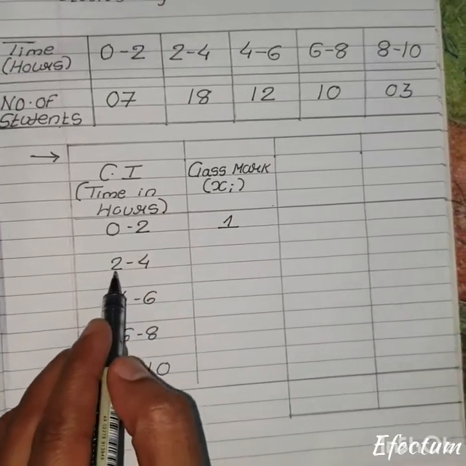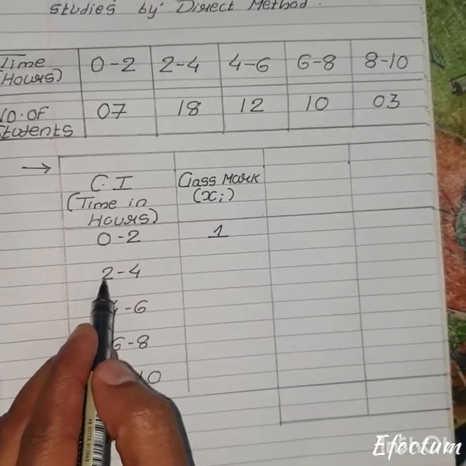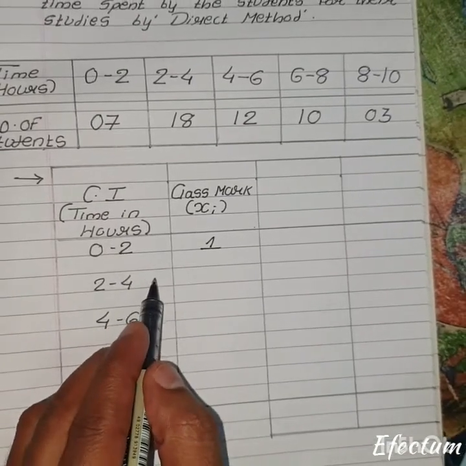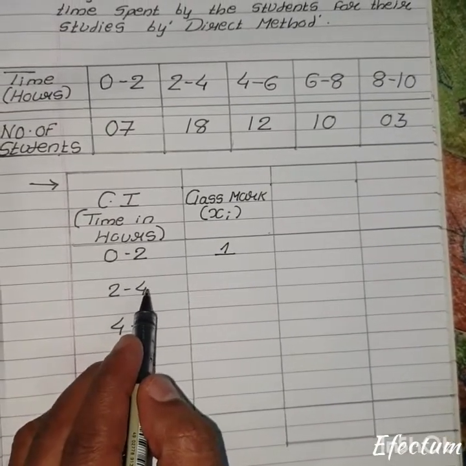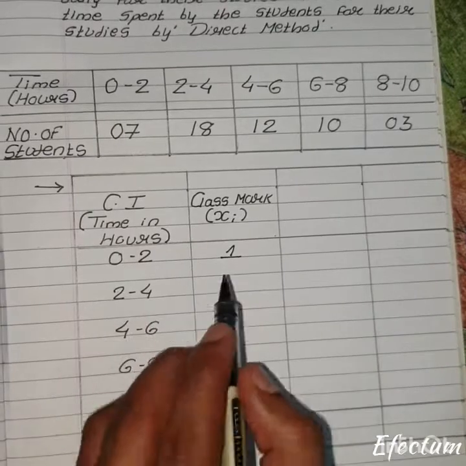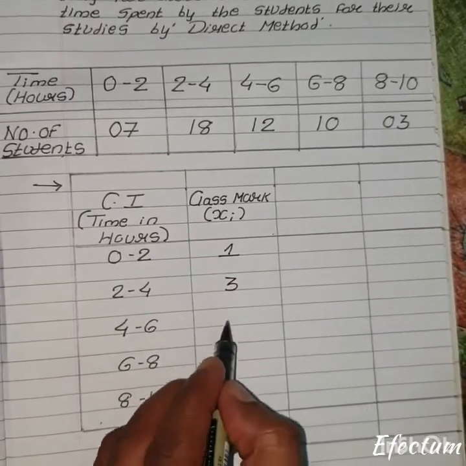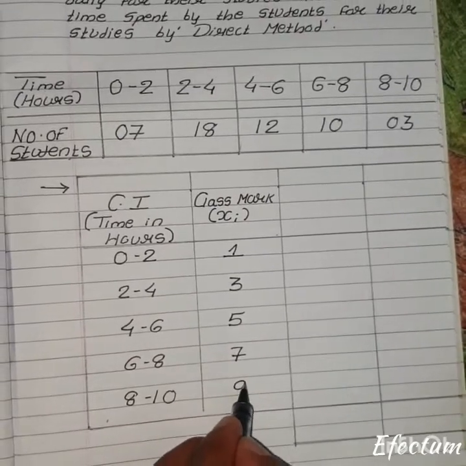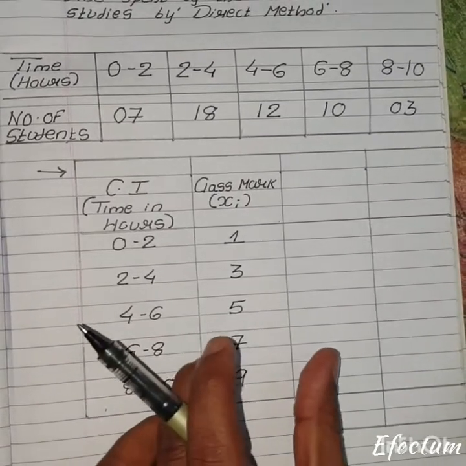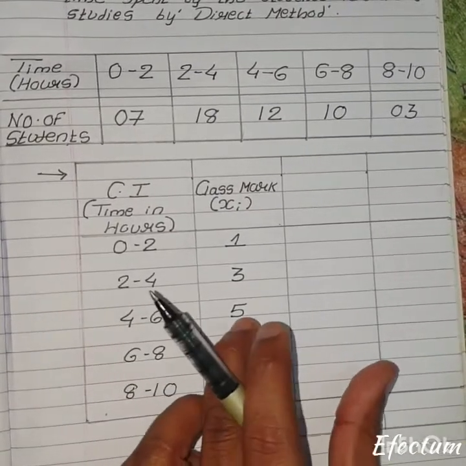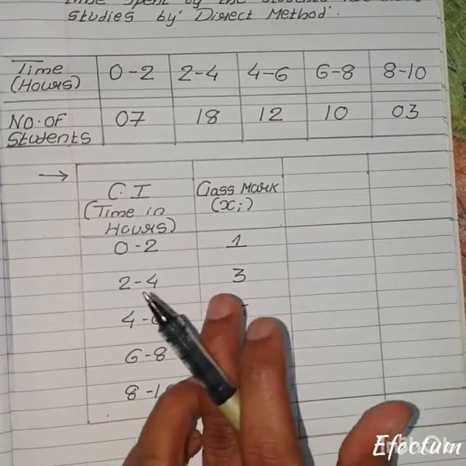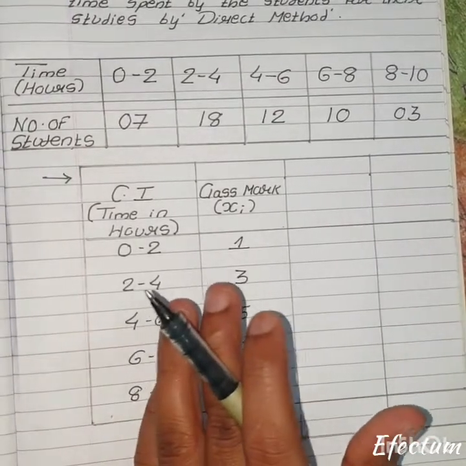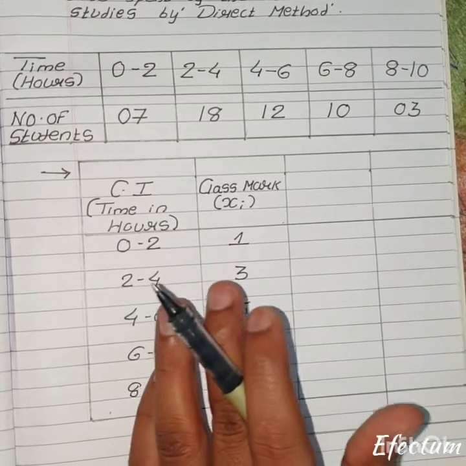Again I am repeating it. In the second class my lower limit is 2, upper limit is 4. Add it, 2 plus 4 is 6. Dividing it by 2, 6 upon 2 is 3. So on, here we will get 5, 7, 9. So in the second step what we have done, we have found out class mark. The formula for finding out class mark is lower limit plus upper limit divided by 2.